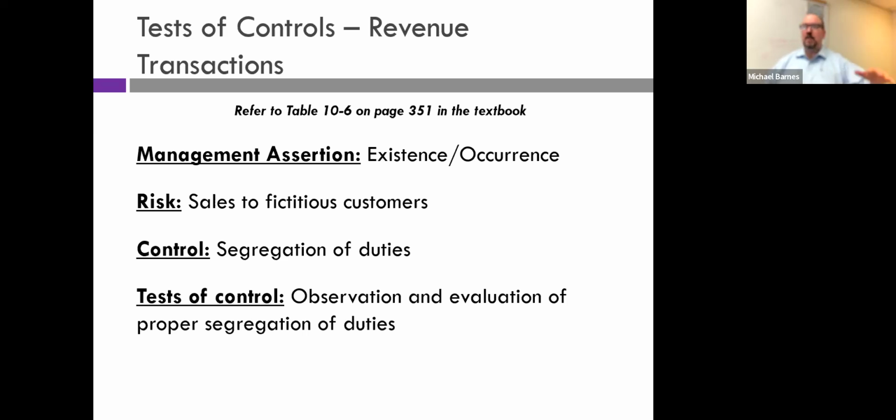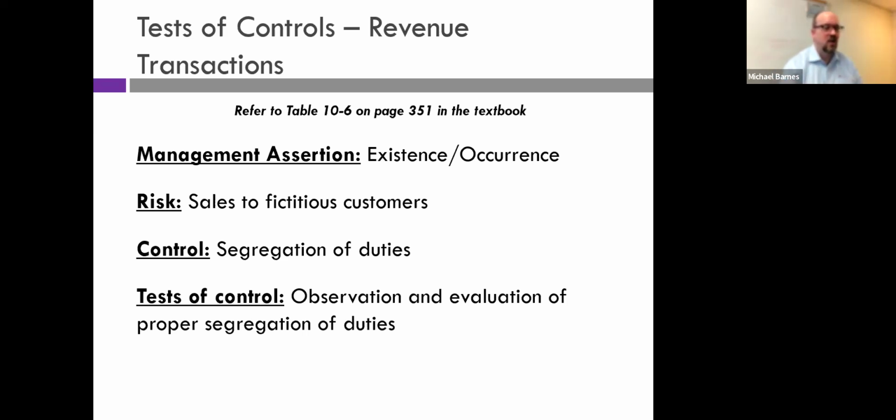So what did I do here? I specified the assertion, I specified the risk. Once I've identified that, I understand what the control is that I want the client to put into place. And then I determined the best way for me as an auditor to test that control. Does everybody understand this step, the sequence that we just followed through? Feel like you could do this on your own? Let's do one more. What do you guys say?